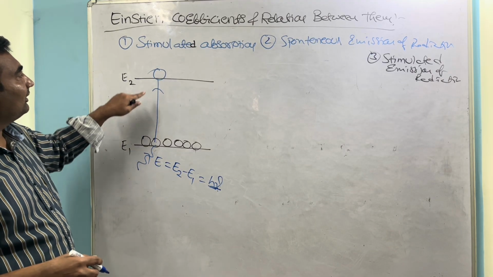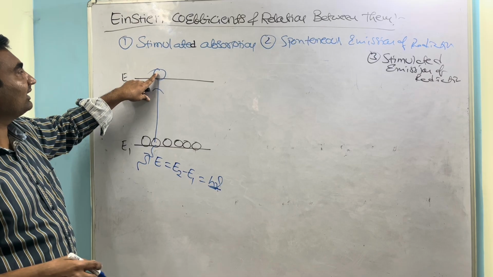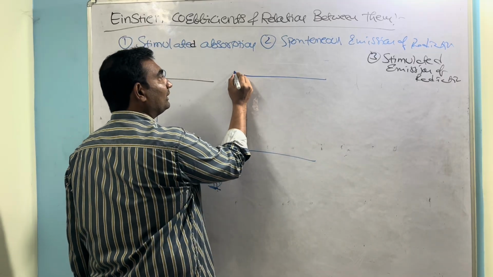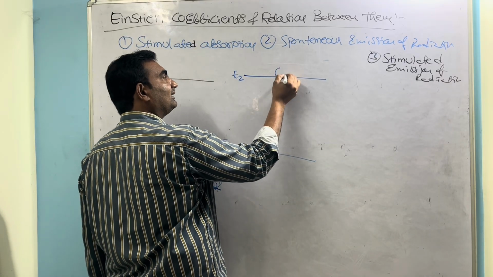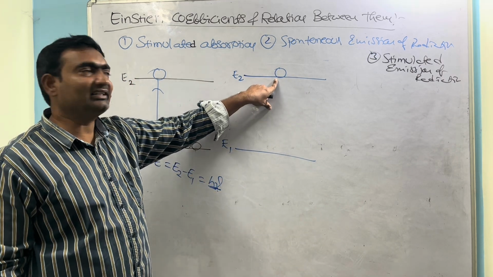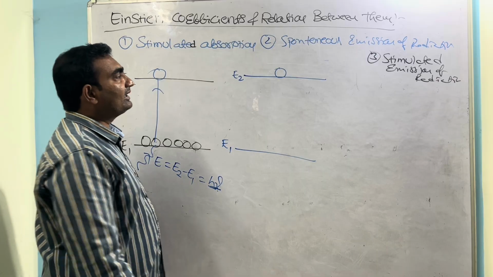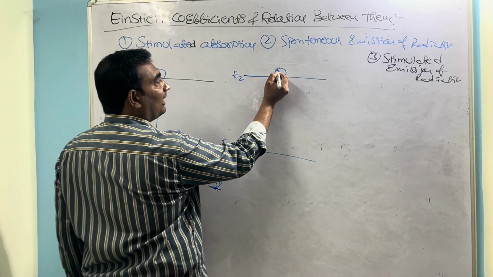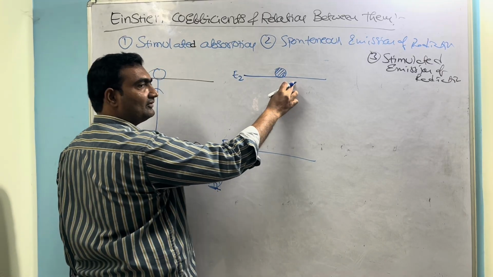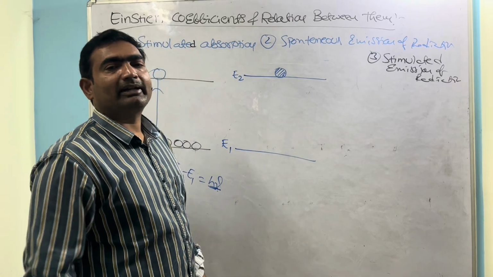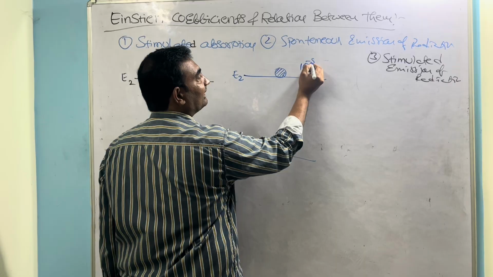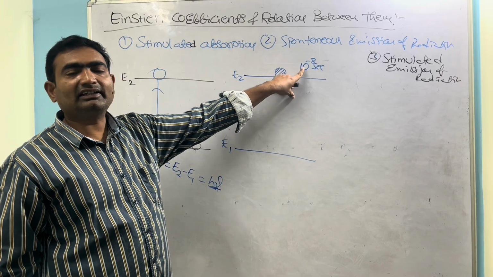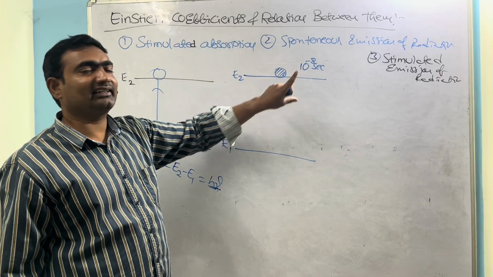The question is, how long will this atom stay in the higher energy level E2? So this is E2 energy level, E1 energy level. Already this atom is there in the E2 energy level by the process of absorption. Here I want to introduce the concept of lifetime. What is the lifetime? This particular atom will stay in this higher energy level for a very small time. What is that amount of time? Typically this is 10 to the power of minus 8 seconds for a hydrogen atom. It will stay in the higher energy level just for that much time, 10 to the power of minus 8 seconds, very small.